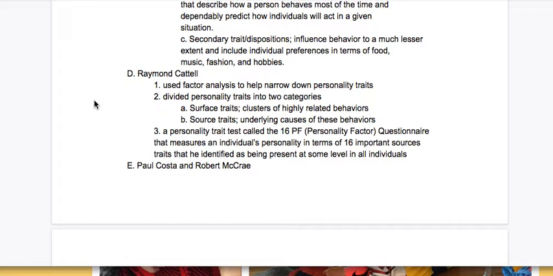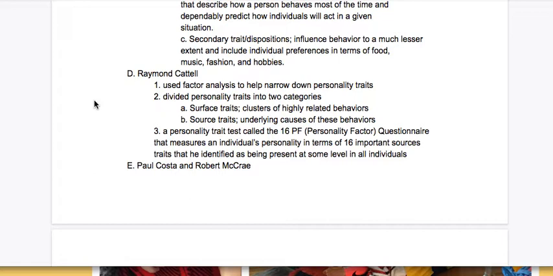A surface trait is clusters of highly related behaviors. Examples of this would be if somebody's happy-go-lucky, somebody's fearful, somebody's timid, those types of things. He would call those surface traits, things that we see and that others see. So that's why we say highly related behaviors. They work together, and other people have them as well.